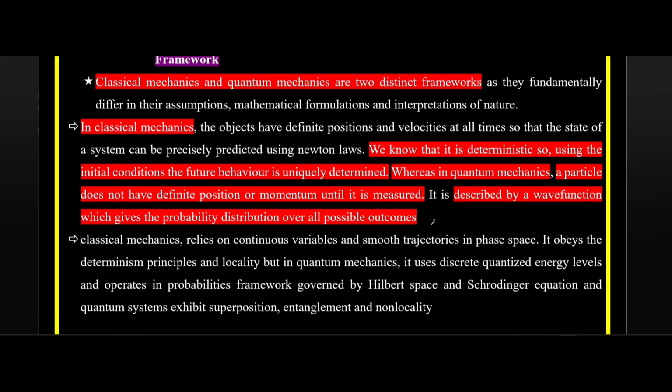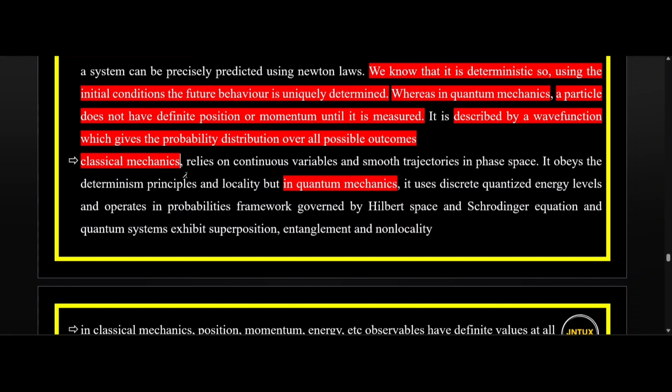It gives a probability of all possible outcomes. So that is the first difference or first comparison between classical and quantum mechanics. In the second point, classical mechanics relies on continuous variables and smooth trajectories. It obeys the determinism principle and locality.